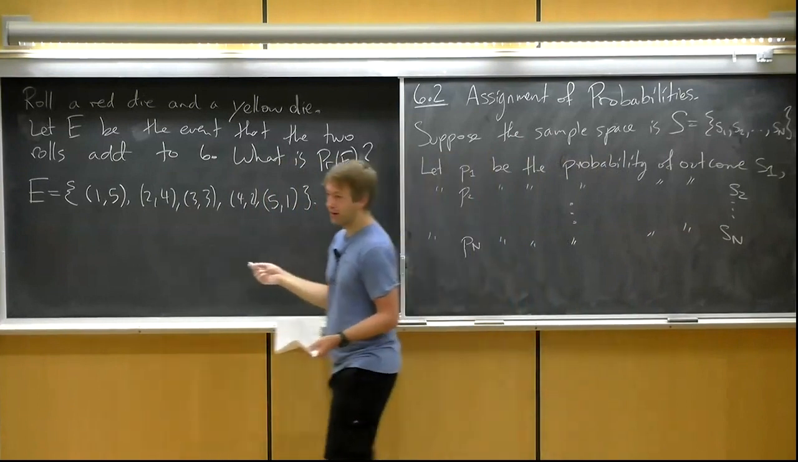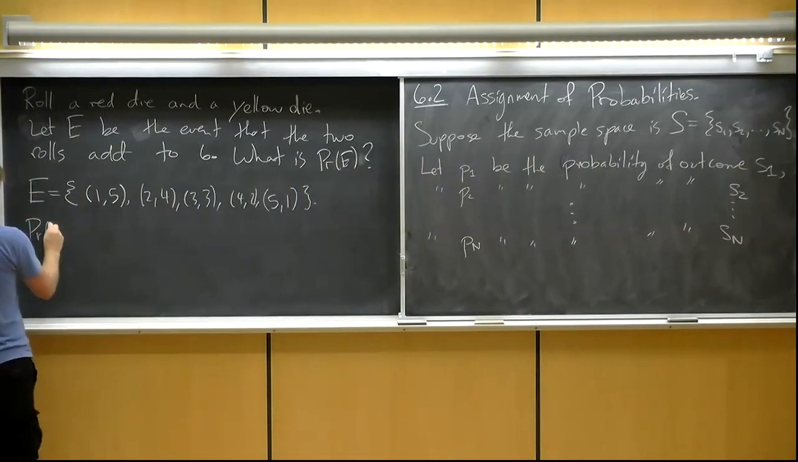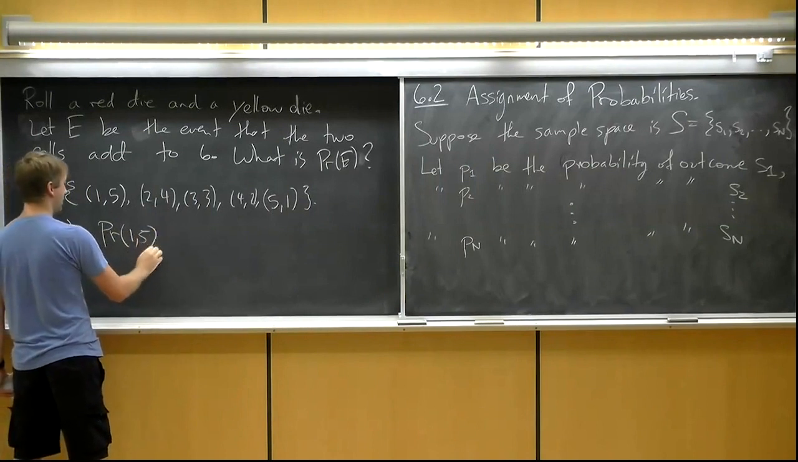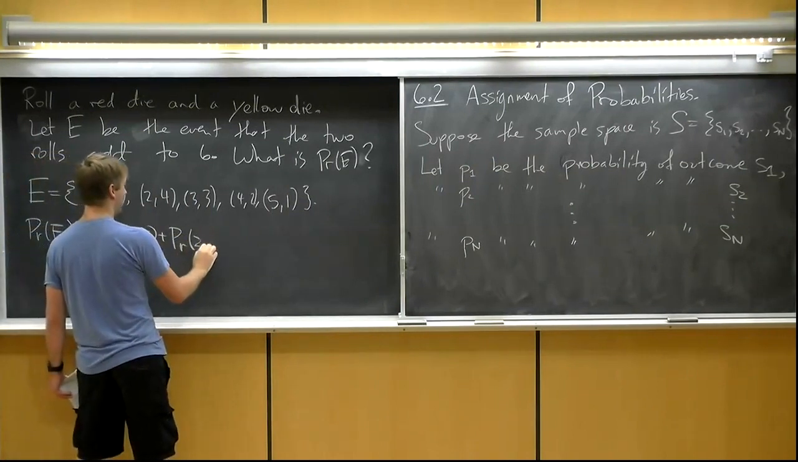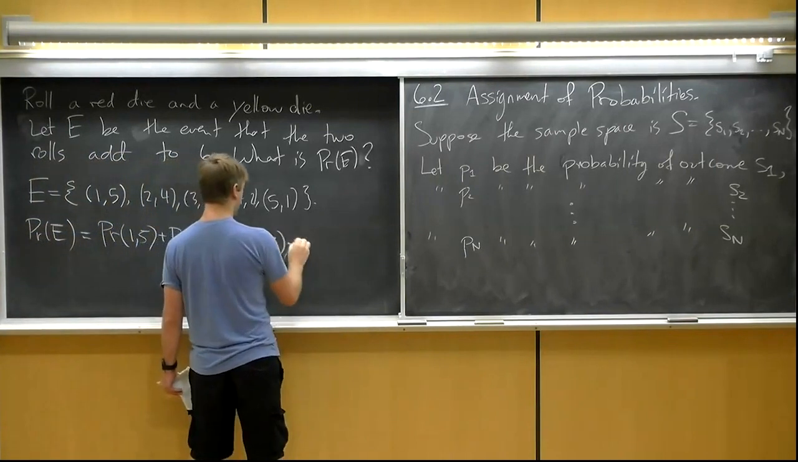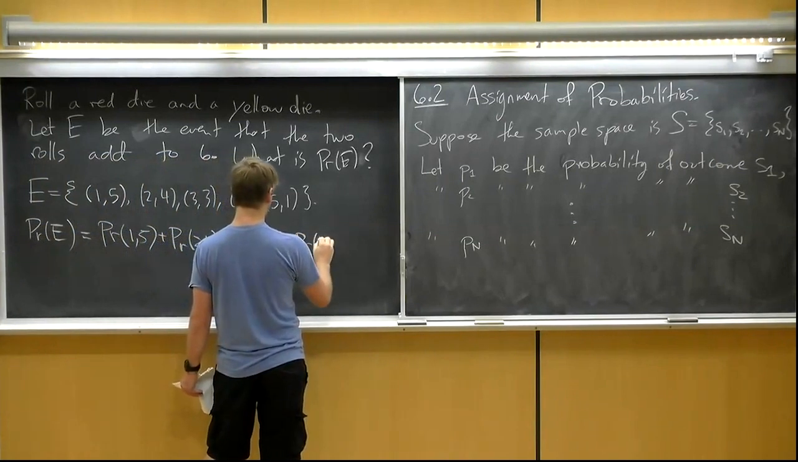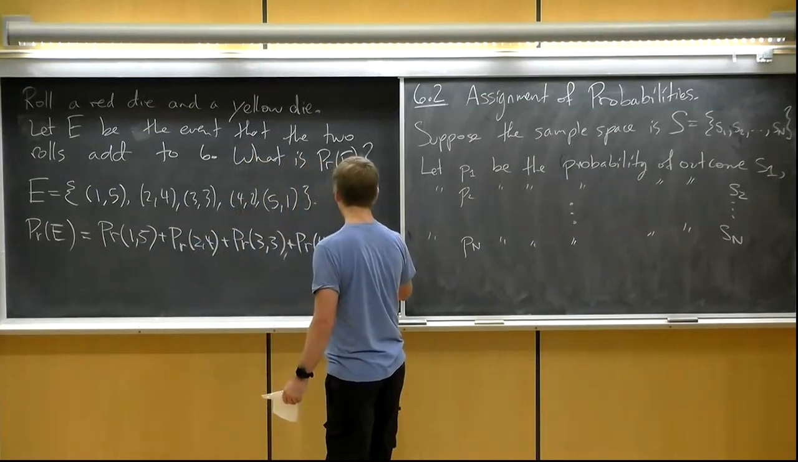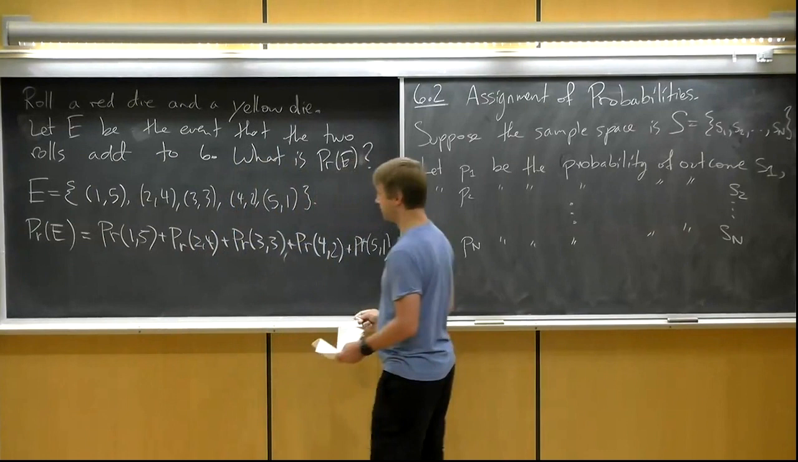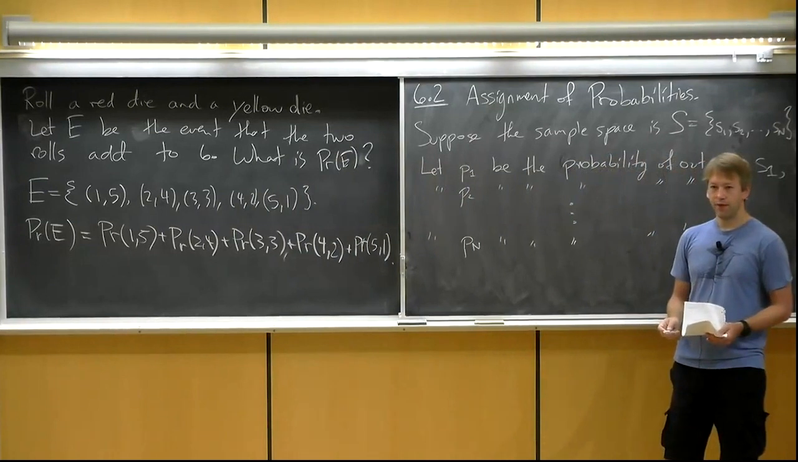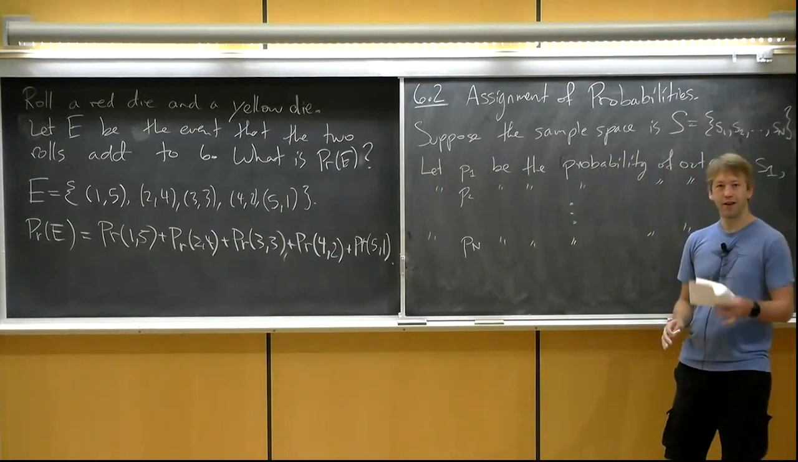So then the probability of E should be just what you get by adding up these probabilities. So it's the probability of seeing 1, 5, plus the probability of 2, 4, plus the probability of 3, 3, the probability of 4, 2, the probability of 5, 1. Is this clear so far? Yeah?